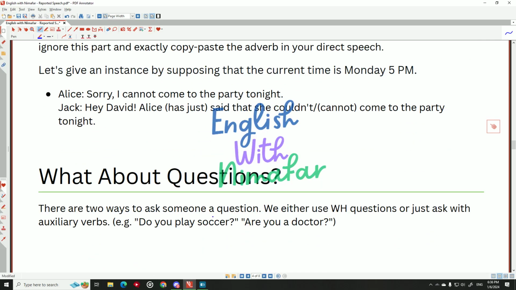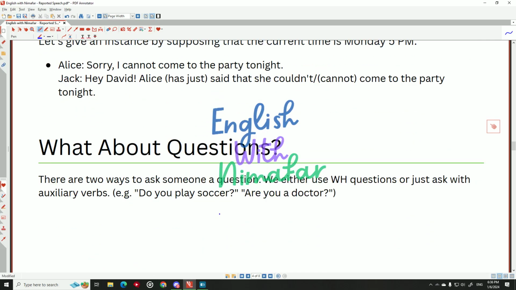Now we're talking about questions. We learned how to report sentences. What about questions? For example, I ask you a question, and you go home and tell your father or mother that someone asked you that question. There are two ways to ask a question. We either use WH words or auxiliary verbs. Do you play soccer? Are you a doctor? Where are you from? What are you doing? What do you do? Who is he?